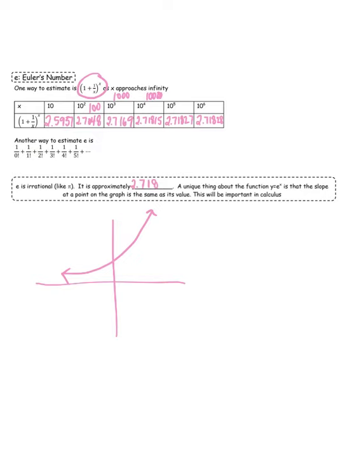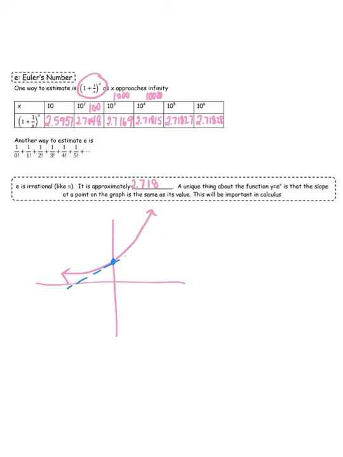Okay, it says that the slope at a point on the graph is the same as its value of the function. What does that mean? If I were to pick any point on this graph, let's start with an easy one. This would be (0, 2.718). That is (0, e). They're talking about the slope at the point on that graph. So if I were to draw a tangent line at that point on the graph, the slope of that blue line is e. It is the value of the function.